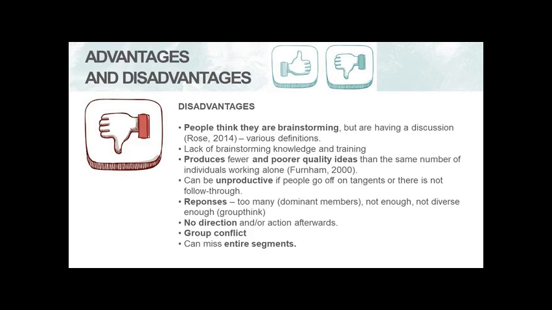Another category is responses. Maybe there's too many responses. Maybe some members are being very dominating. Maybe it's kind of just crickets and nobody's responding. Or maybe the ideas really aren't diverse enough because people want to get along. So that is how groupthink happens. As I mentioned, sometimes there's just no action or follow-through. It can cause some group conflict, and sometimes entire segments are missed. Maybe certain categories or certain very important aspects are completely overlooked.